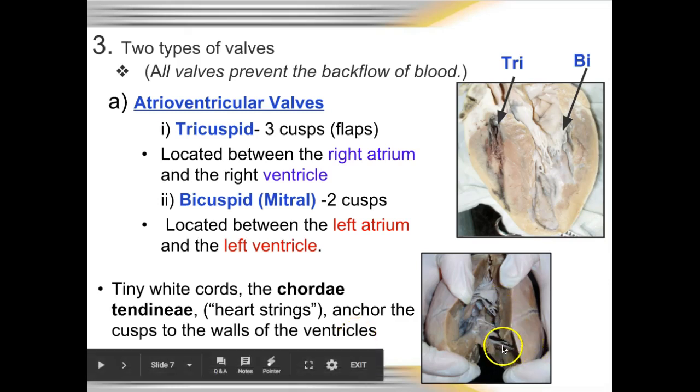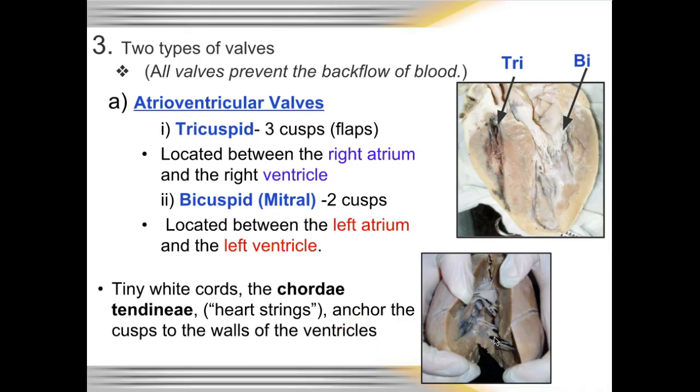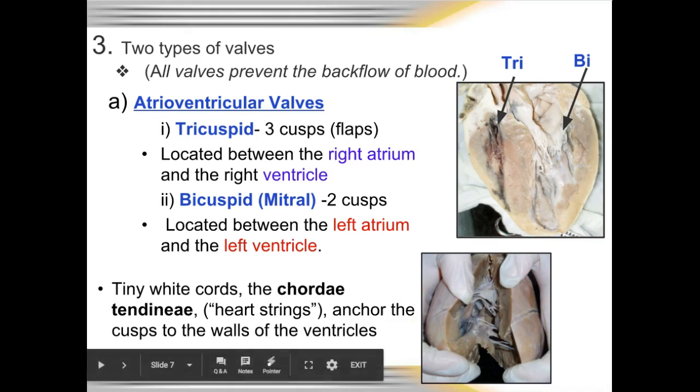This is a picture one of my students took. They had opened their heart from the bottom, so they're peeking up through the apex of the heart, and you can see the chordae tendineae there as well. So they will pull down on the valves to help open them during contraction.